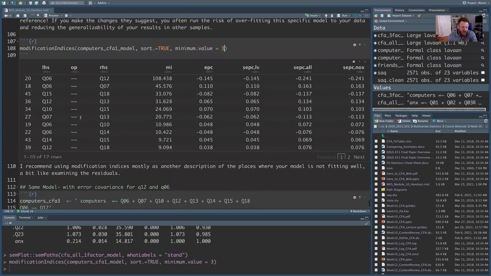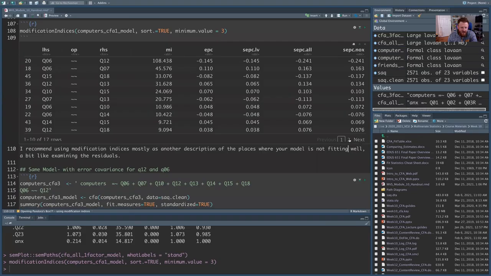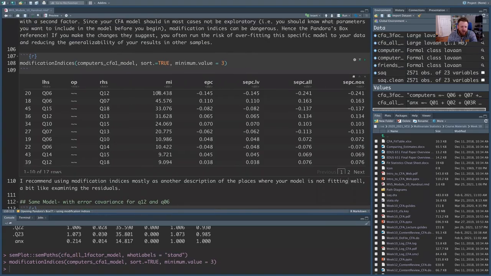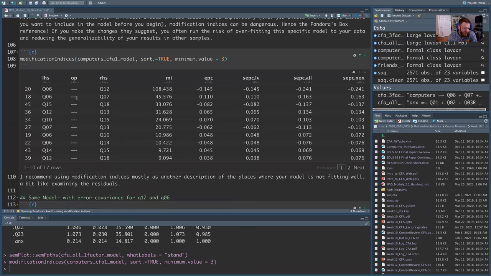So we run these and we get our modifications. There's actually 17 rows, so there's 17 of these modifications that are recommended. The way these work, they're sorted from the most influential to the least influential. The way you read this, the left-hand side is LHS, OP is operator, and RHS is right-hand side. All of these double tilde rows are suggesting error covariances.